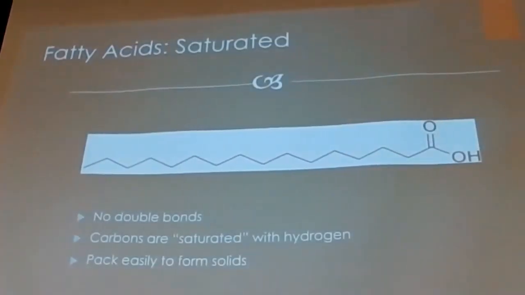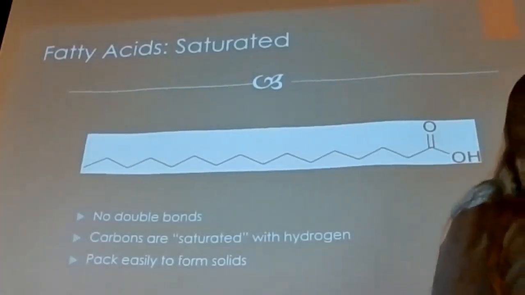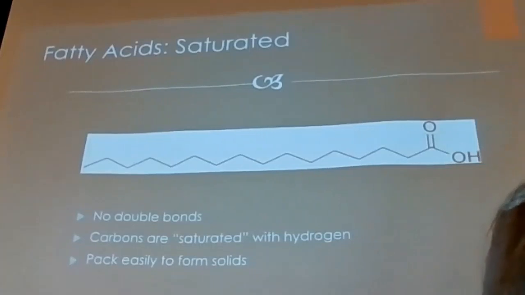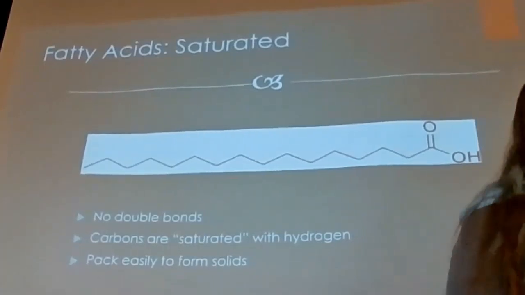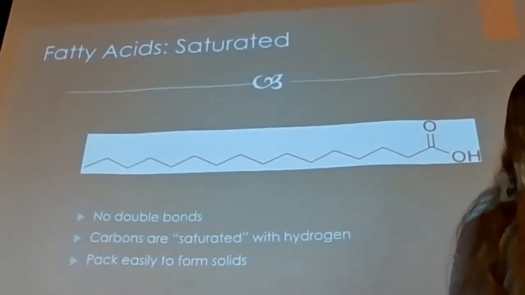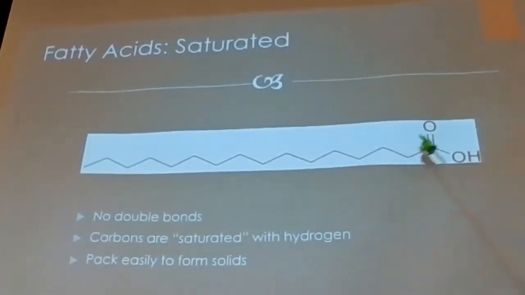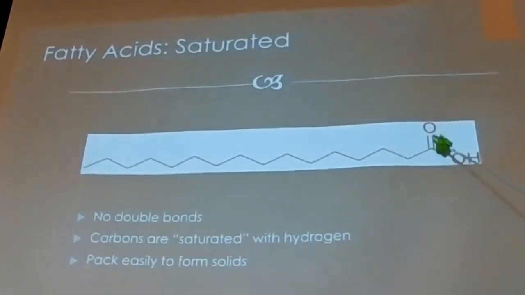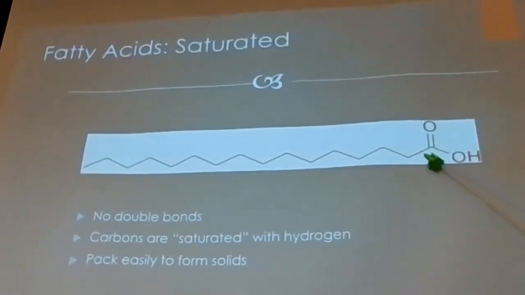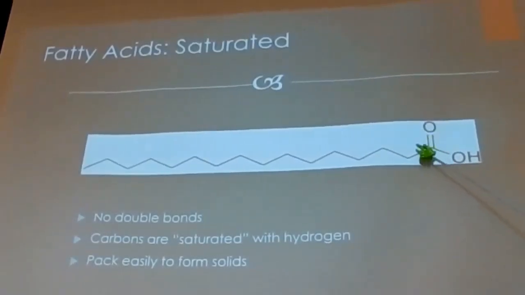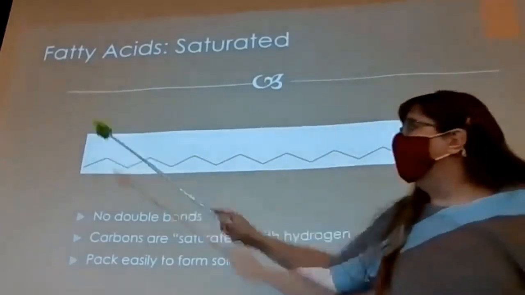All right, so we've talked about this a little bit, but I just wanted to remind you of some of this stuff that we've said before. Our fatty acids are the things that get attached to the glycerol. And they're attached through ester bonds, but until they're attached, we have the acid here at the end, the carbon, oxygen, oxygen, hydrogen. So this is what makes it an acid. This is the fatty part.